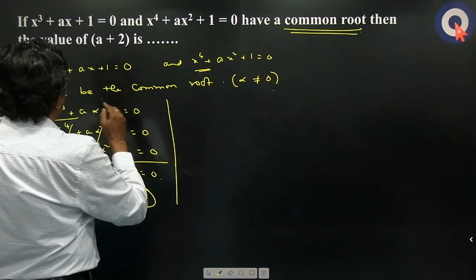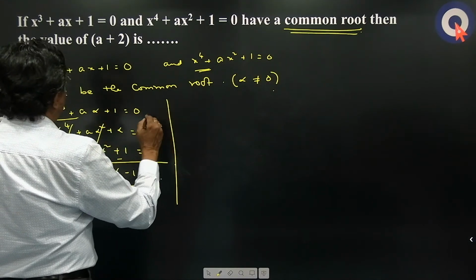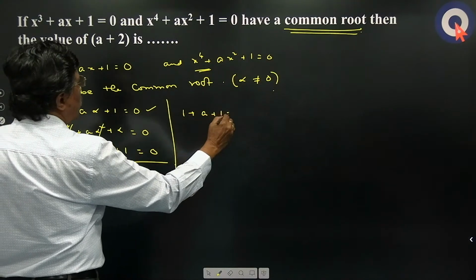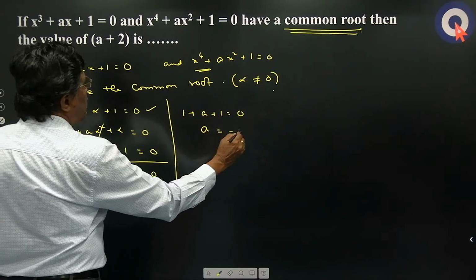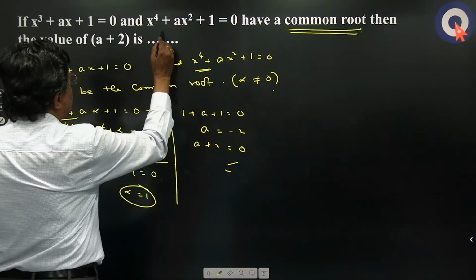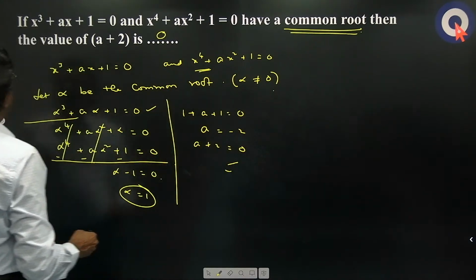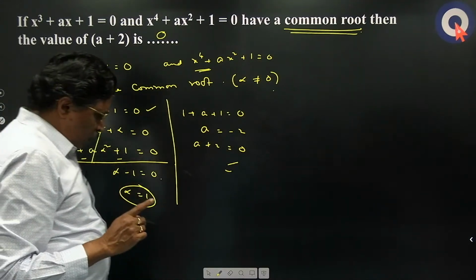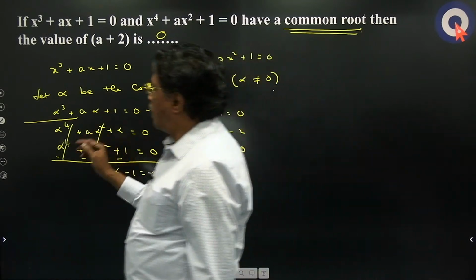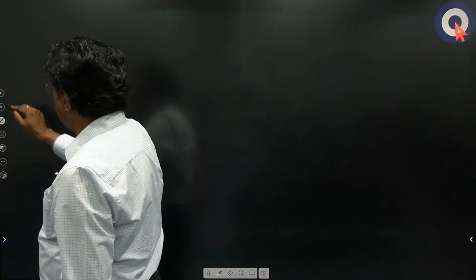And alpha is equal to 1 means if I substitute here, 1 plus a plus 1 is equal to 0. So what I get is a is equal to minus 2, or a plus 2 is equal to 0. So the required answer is a plus 2 is equal to 0. So that's the problem. Okay. I think we're done with this.